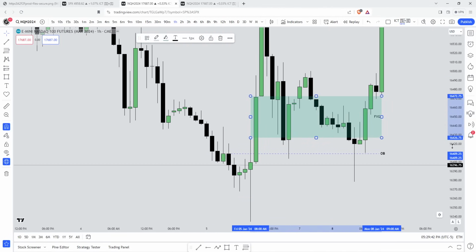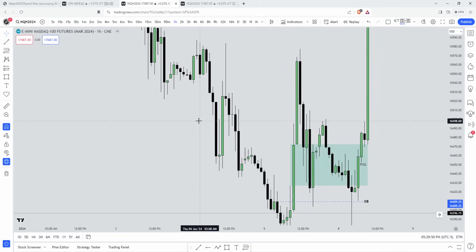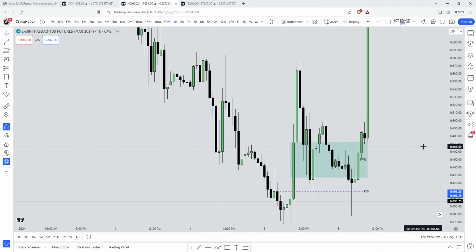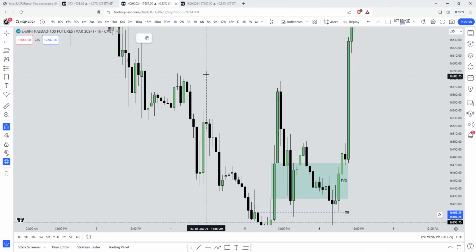So number one, what liquidity was recently ran? Sell stops. Where did a bullish change in the state of delivery occur? We had that right here when price closed above it, creating this fair value gap. What does that mean? It means that price is likely to target buy-side liquidity. So what's the closest buy-side liquidity? We have this high right here.